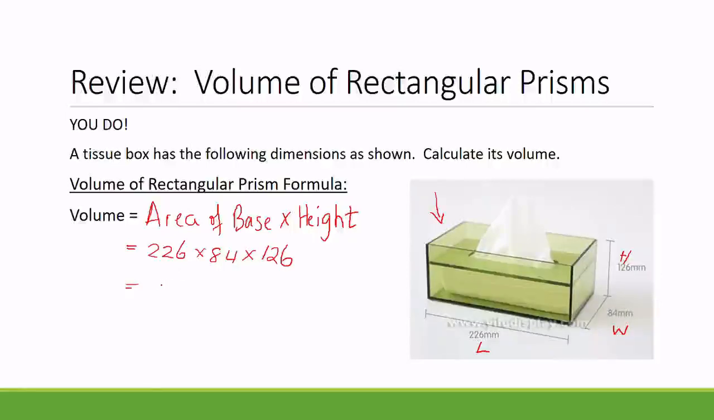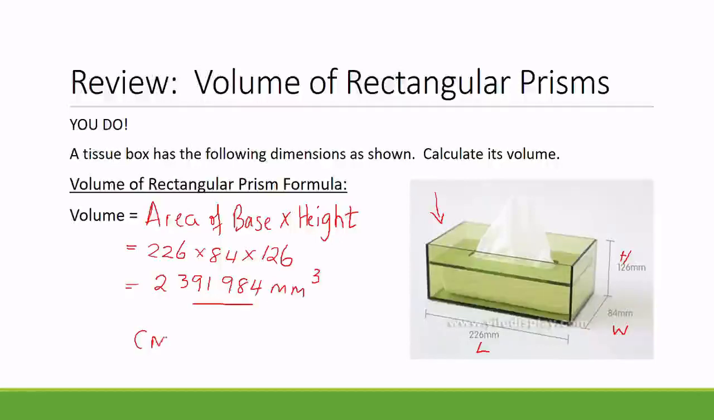It's in millimeters, and so your answer will be in cubic millimeters. And if you work it all out, you're going to get a really, really big number, 2,391,984, and that'll be in cubic millimeters.